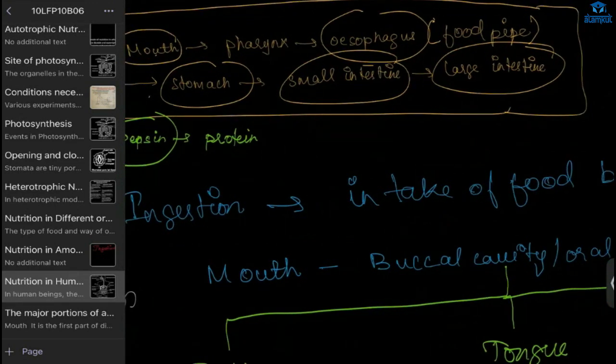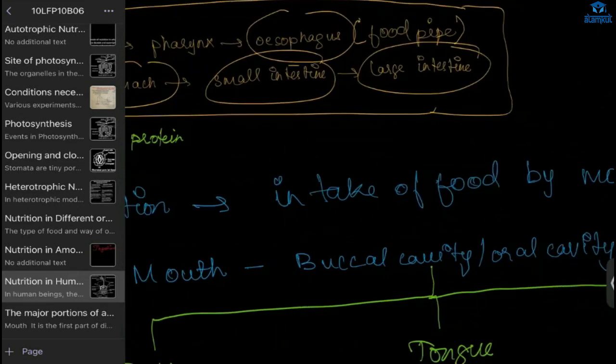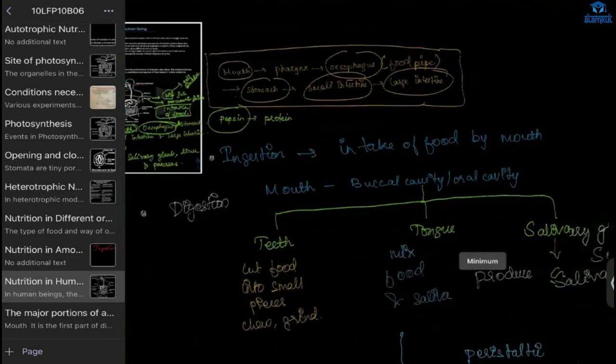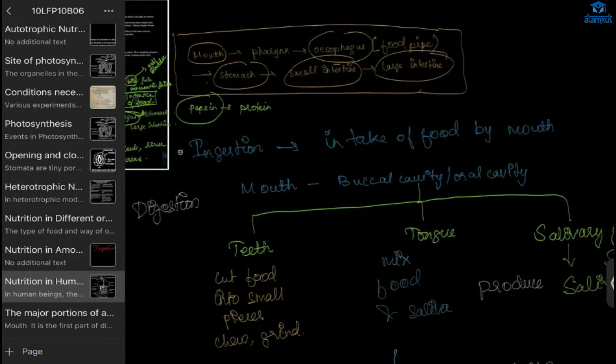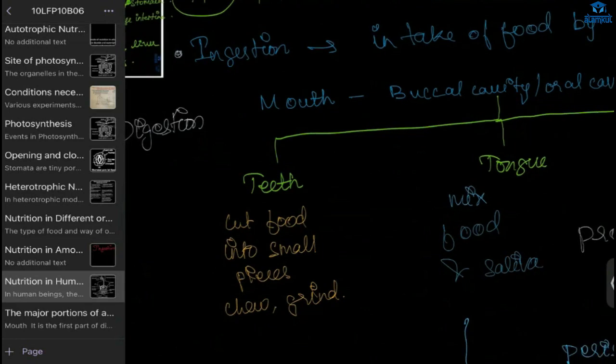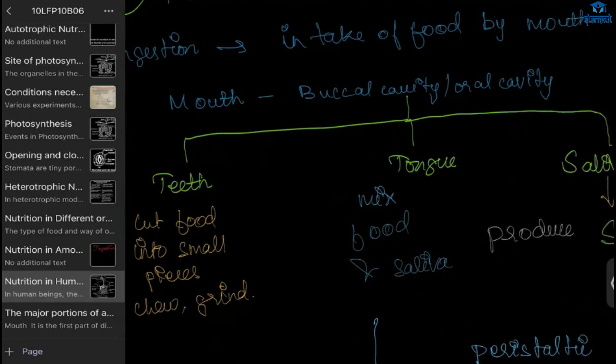It is the taking in of the food by what? Mouth. Okay. So mouth or buccal cavity or oral cavity. There the digestion will start. What do we have there? We have teeth, tongue, saliva. Teeth, what will it do? Ma'am, it will chew. Yeah, chewing and grinding to make the food into smaller pieces.